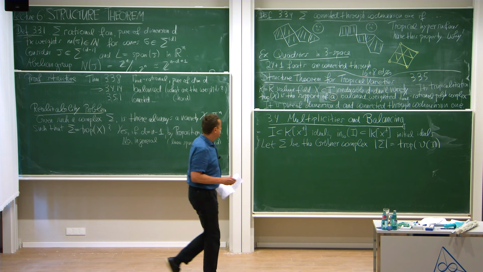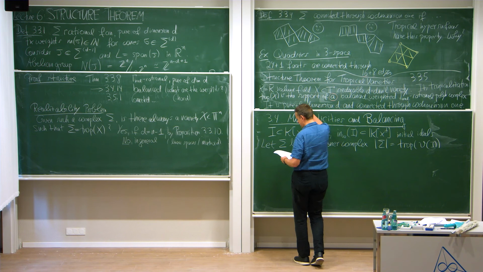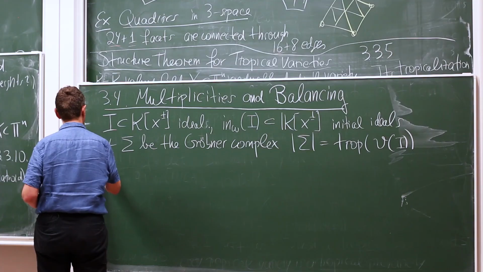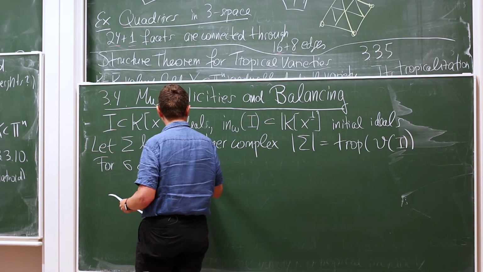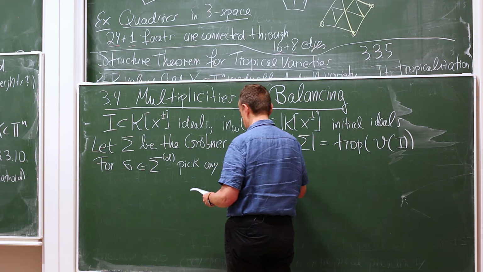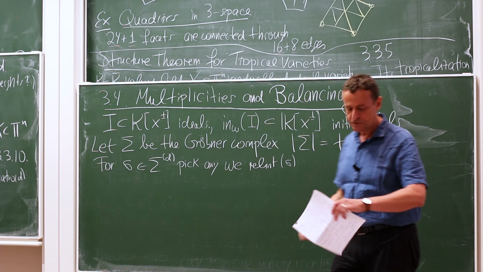Okay, so let's look at the Gröbner complex. And let's pick a top-dimensional cell. So sigma is now a d-dimensional cell. And let's pick any w in its relative interior, up in n-space. All those w's, it doesn't matter, will have the same initial ideal. That's the definition of the Gröbner complex.